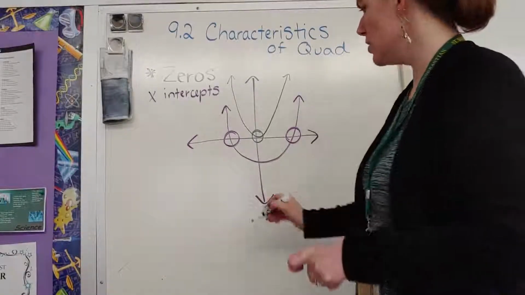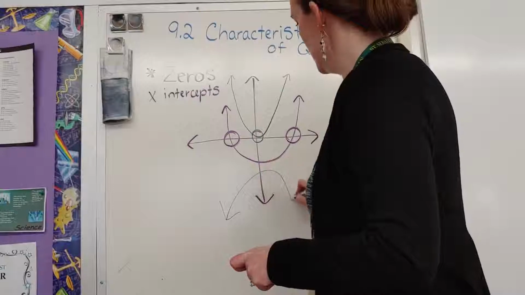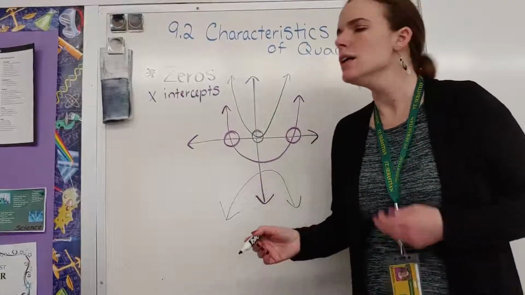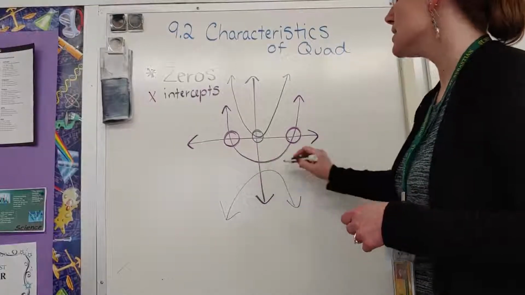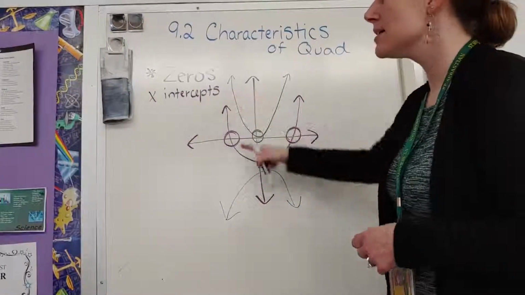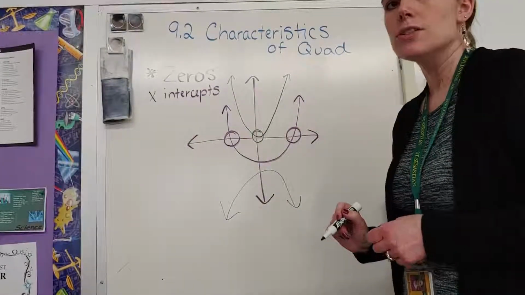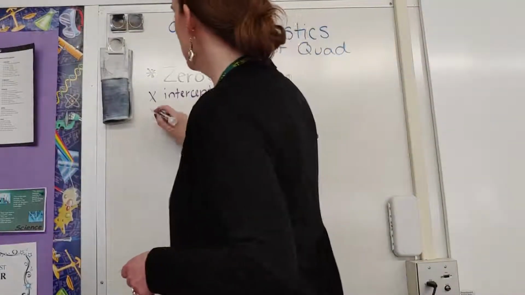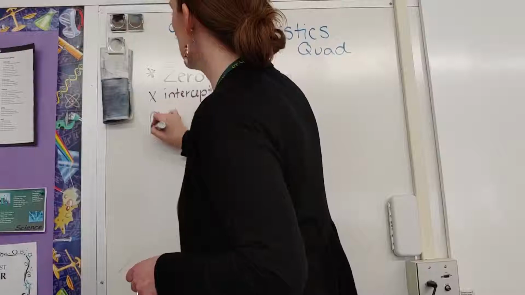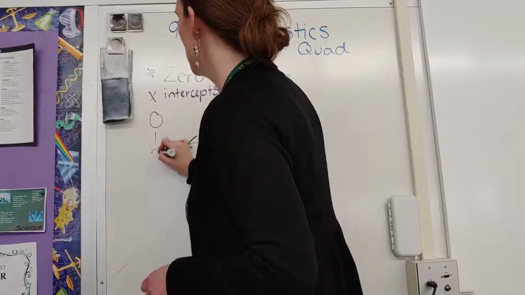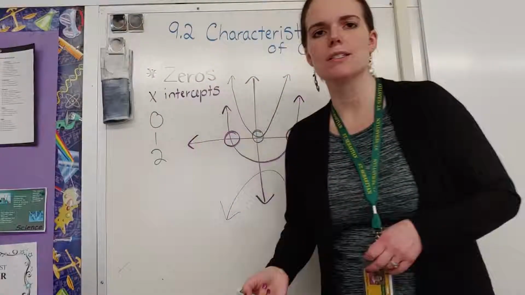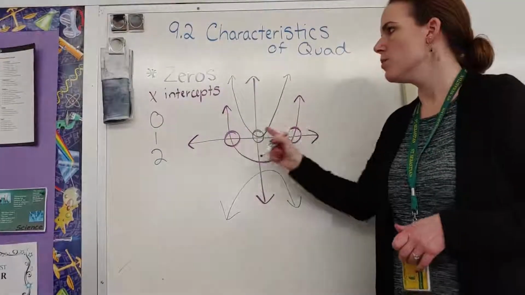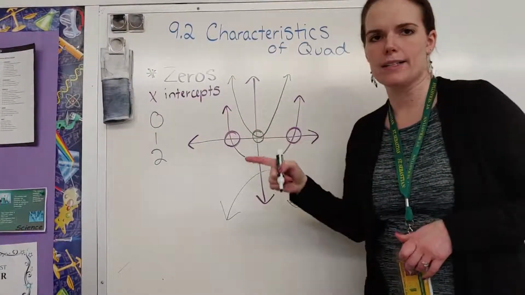Also, it could look like that. Again, these are terrible pictures, but you get the idea. This one doesn't go through the x-axis at all. So when you're asked to identify your zeros, you're either going to have 0, 1, or 2. Those are your options. Again, those are just where it's crossing the x.